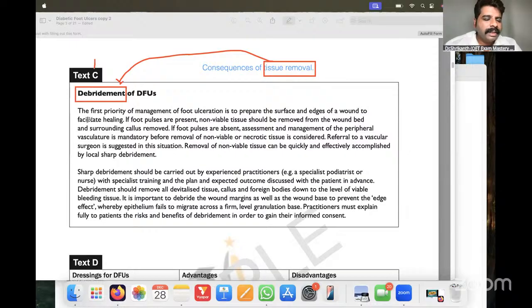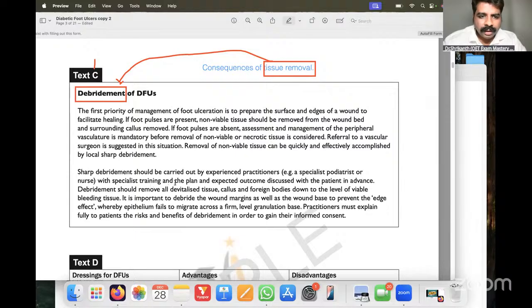Right. Now let's take a look into the paragraphs and read them. The first priority of management of the foot ulceration is to prepare the surface and edges of a wound to facilitate healing. If foot pulses are present, non-viable tissue should be removed. If absent, okay, fine, referral to a vascular surgeon, removal of all these things. Sharp debridement should be carried out by experienced practitioners. See, the patient is very important, extremely important, and the expected outcome.